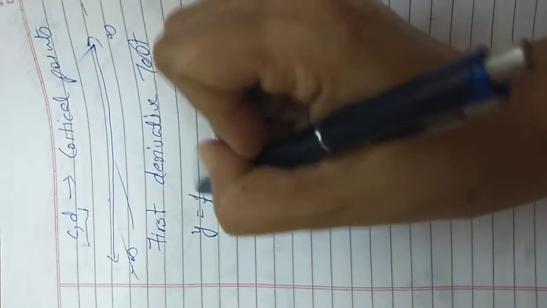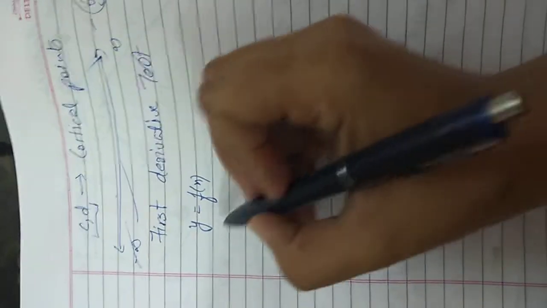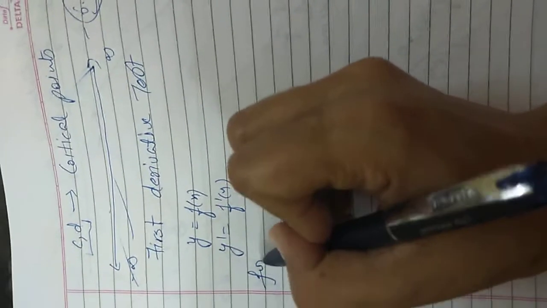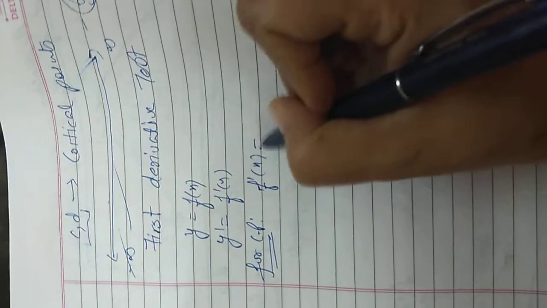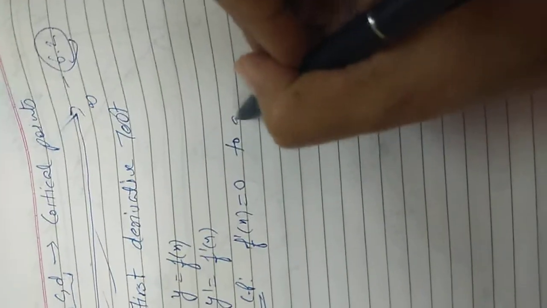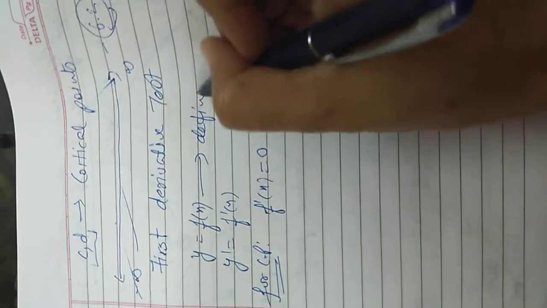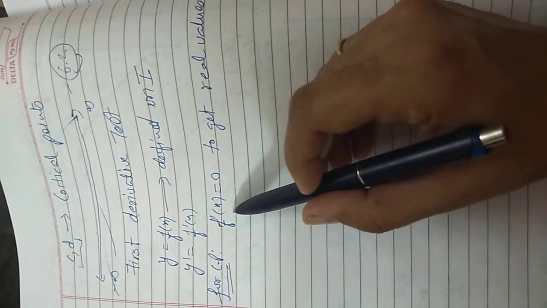First derivative test says, first of all, y is a function. I am explaining the working method of this test, and then we will find the derivative f dash x, and for the critical point CP, that is the critical point, we will equate the derivative to 0 to get real values of x. And this f of x function is defined on any interval I, right?